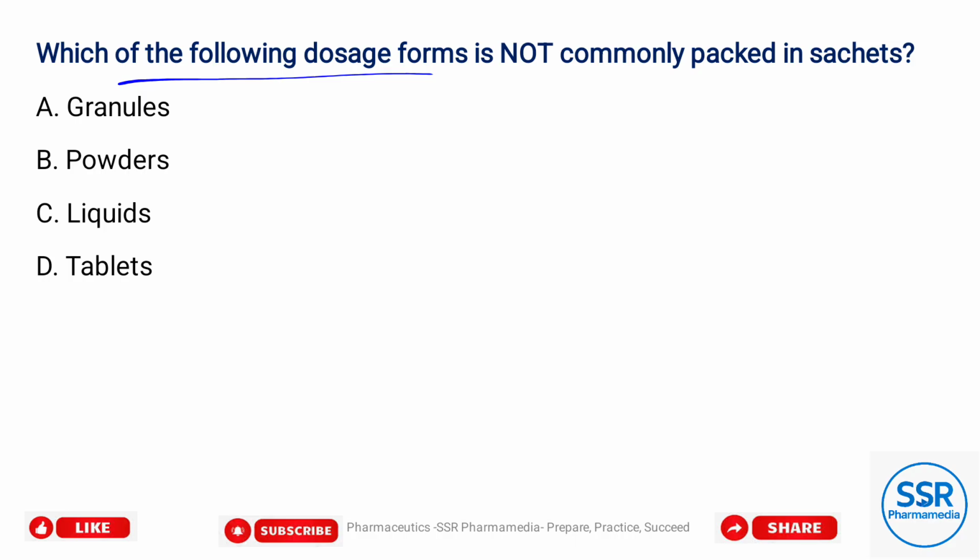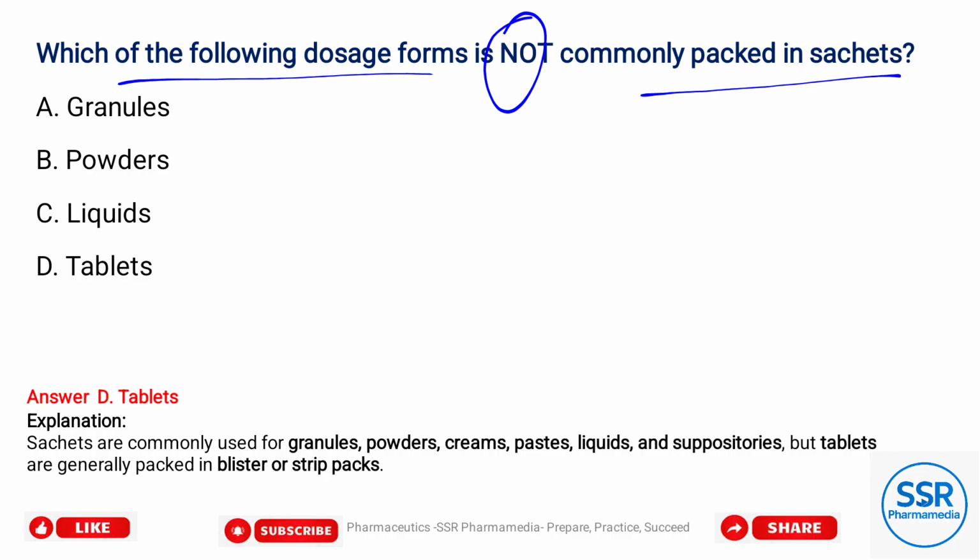Which of the following dosage forms is not commonly packed in sachets? Option D, tablets. So tablets are not packed in the sachets. The remaining three, granules, powders and liquids, are packed in sachets.